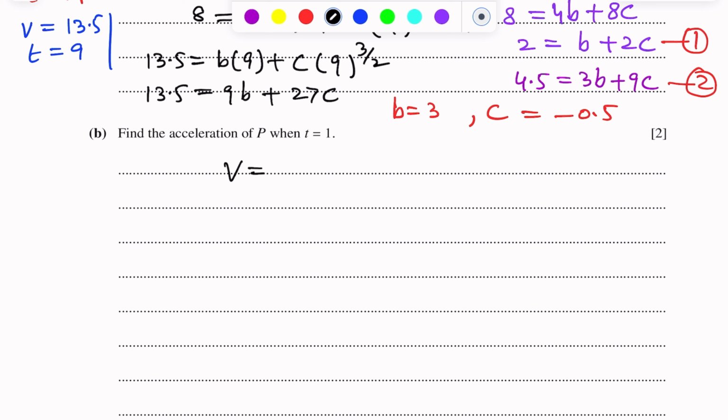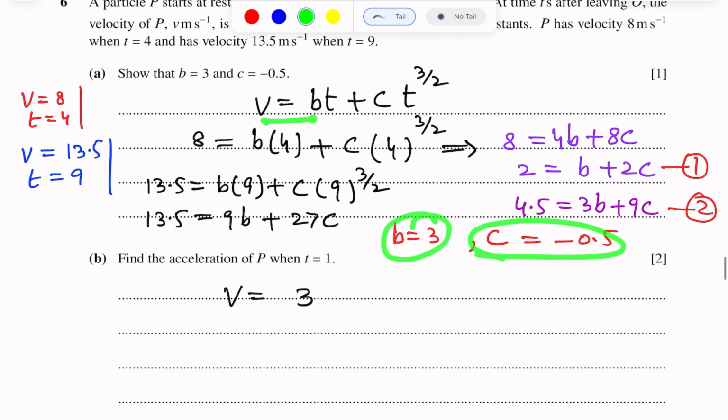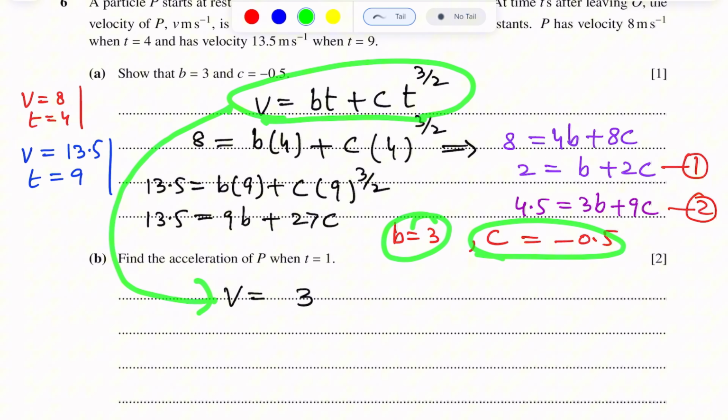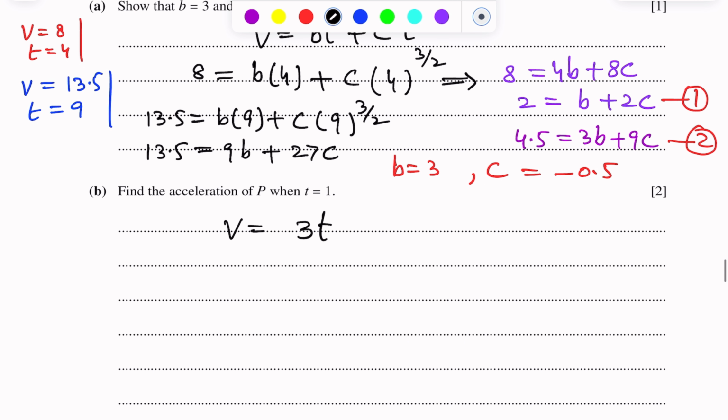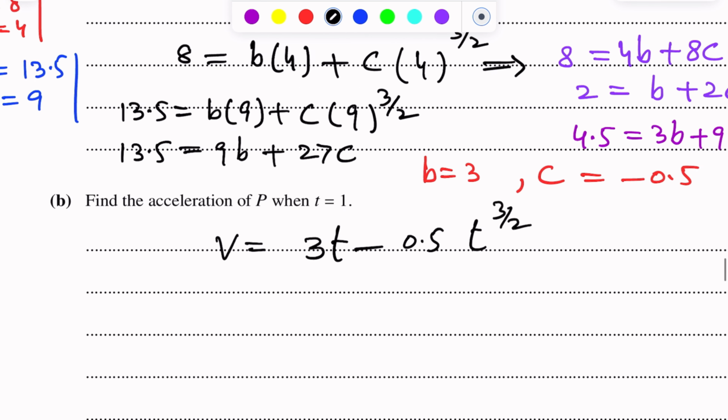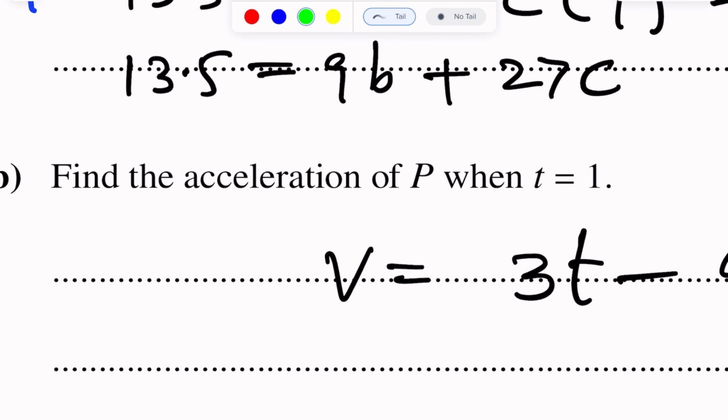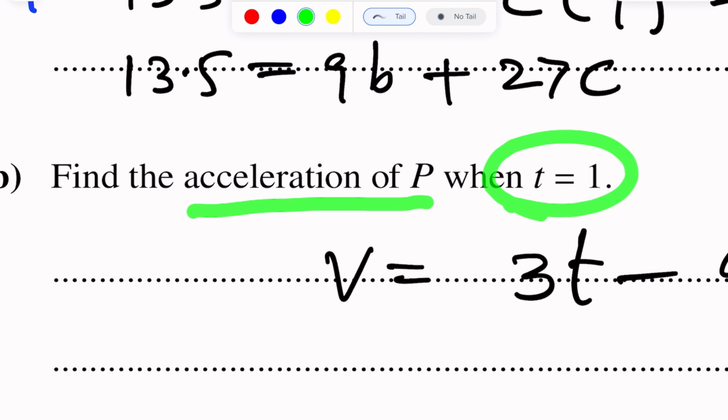v is equal to 3t. Put in the values of b and c. This equation will become v is equal to 3t minus 0.5 t power 3 over 2. Now we have to find the acceleration of p at t is equal to 1.